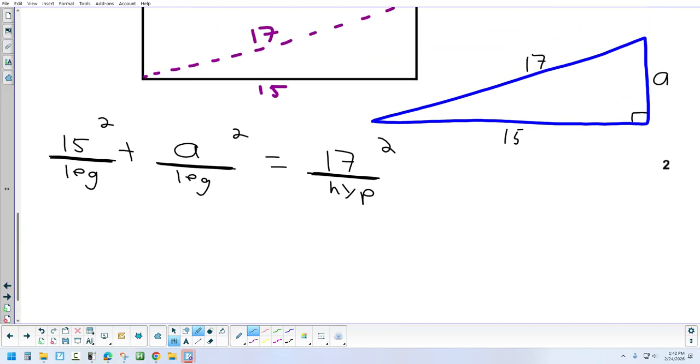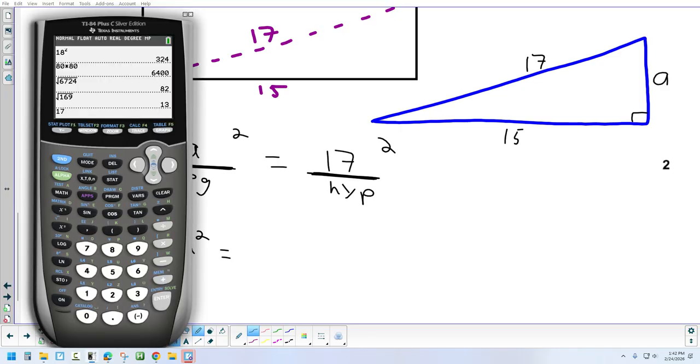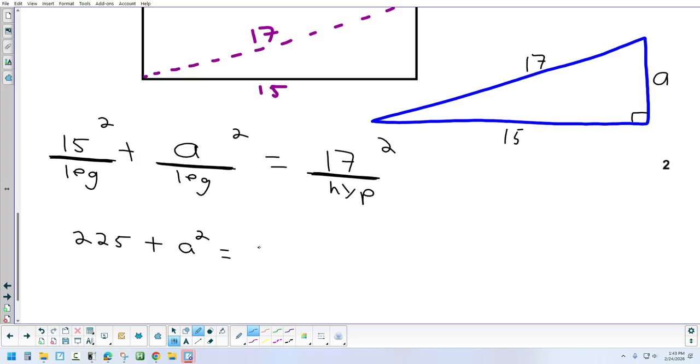What do I have to do now on the left-hand side? Multiply 15 by itself. Yep, and I'll just tell you what that is. That's 225. A, we don't have a number for, so we just have to leave it. And what do I have to do on the right-hand side? You have to multiply by 17. Perfect. 17 times 17, which gives me 289.